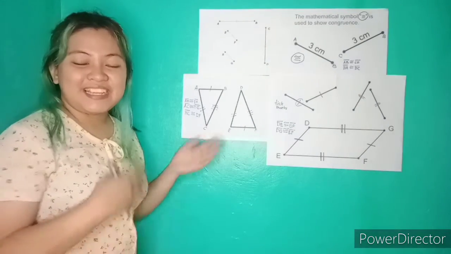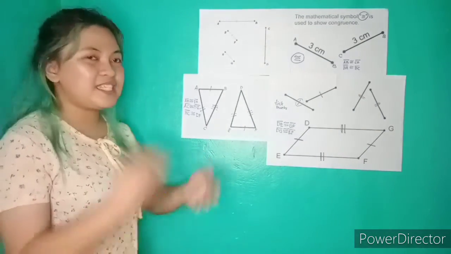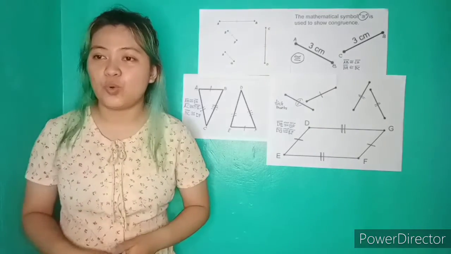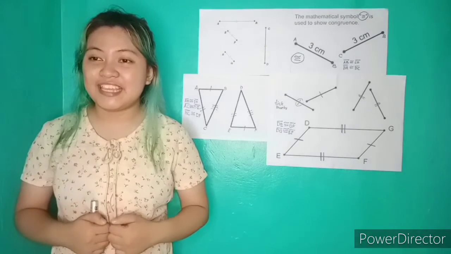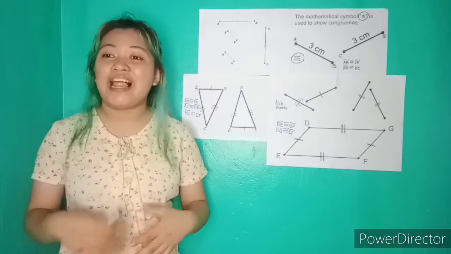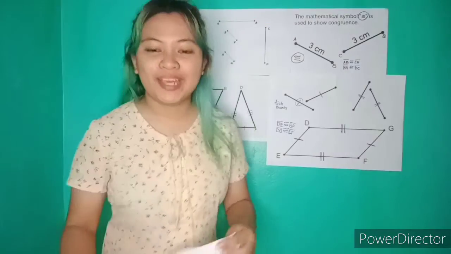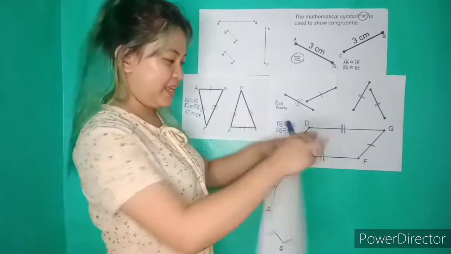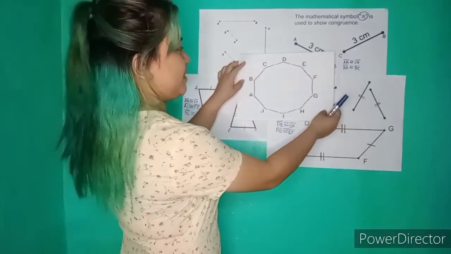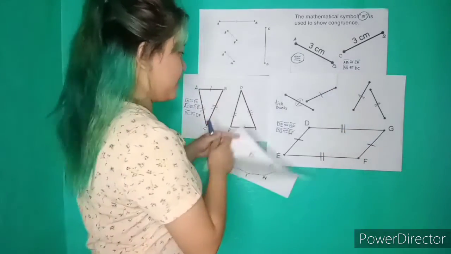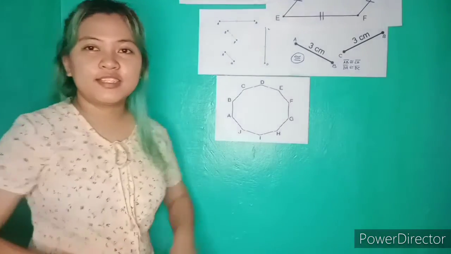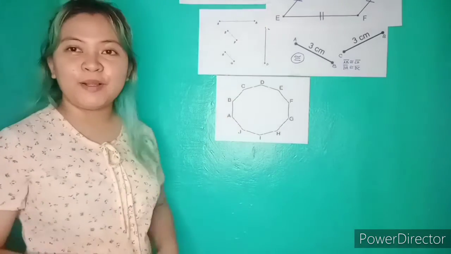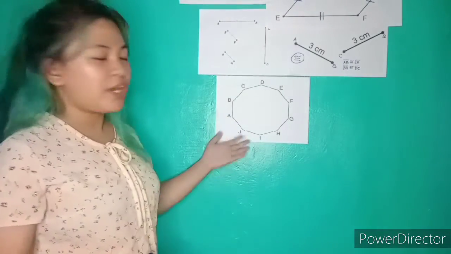We're done with this activity. Now let's do more activities to really understand the congruence of line segments. Okay, let's look at another example here. So we have another example. So what kind of shape is this one?